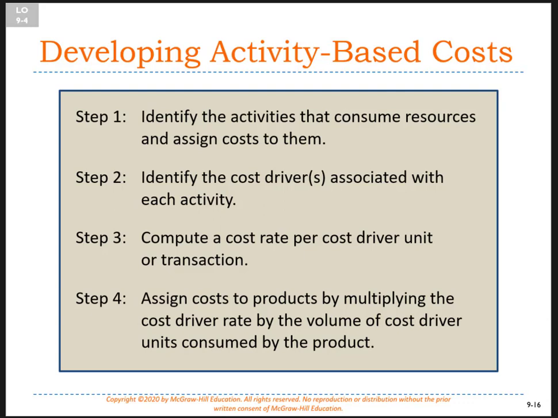We calculate our predetermined overhead rate. That term isn't used here, but that's what we're talking about. The cost rate per cost driver, that's a predetermined overhead rate that we learned about previously. Okay? And then we assign the cost to the product based on how much of the activity they use. So if it costs $3.20 per setup and this product uses 10 setups, we're going to allocate 10 times $3.20 to that product.